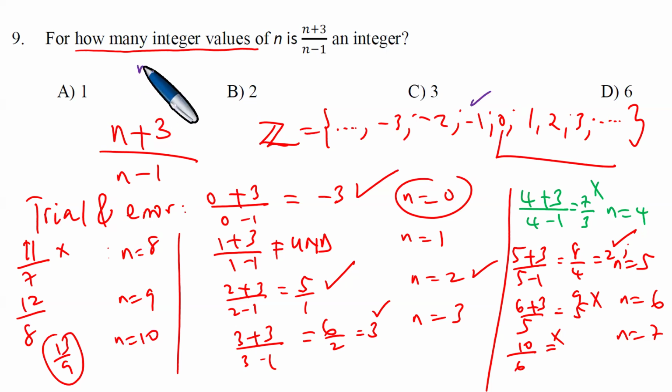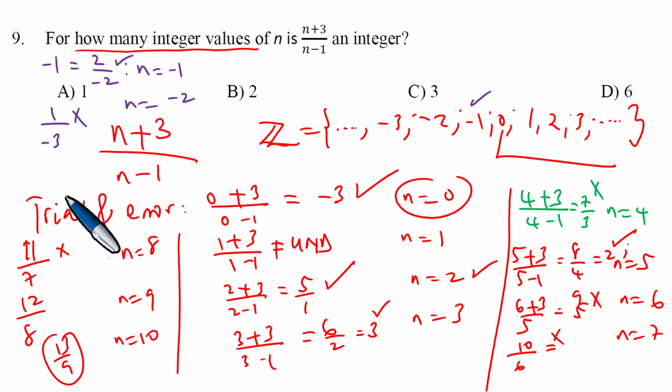If you have n equals minus 1, you put minus 1 here. 3 minus 1 is 2, over minus 1 minus 1 is minus 2, and this is minus 1, an integer. Let's put n equals minus 2. It's going to be 3 minus 2, which is 1, over minus 2 minus 1, a minus 3, not an integer. n equals minus 4. We have minus 4 plus 3, which is minus 1, over minus 5, so it's not. When do we have the last integer when we're moving in the negative direction?